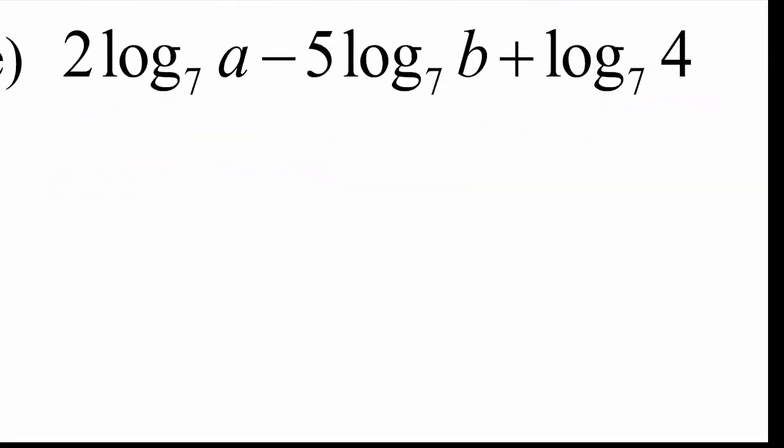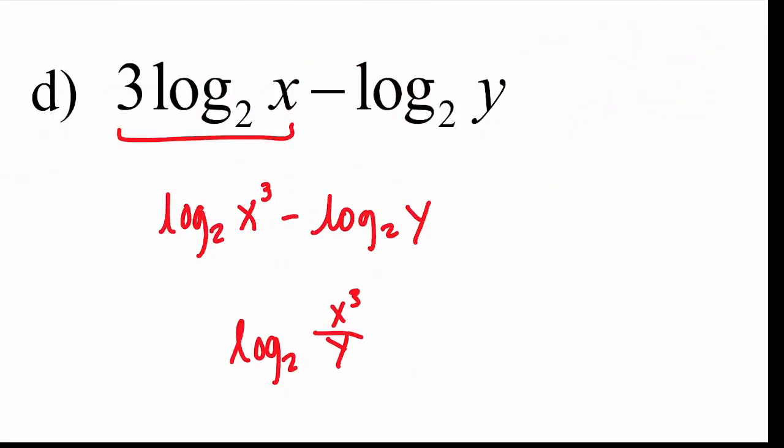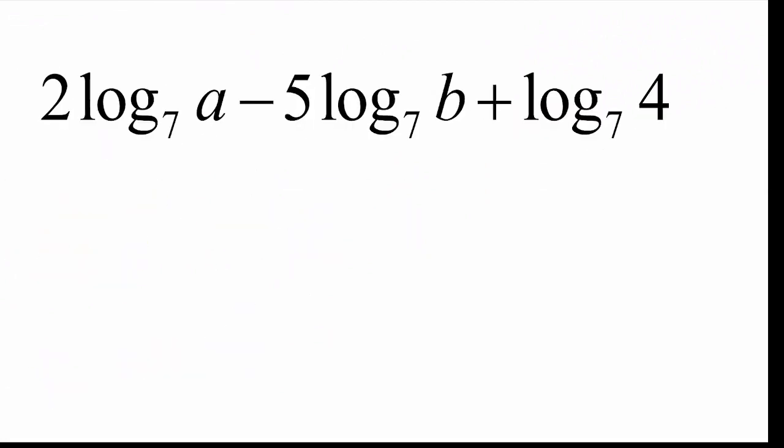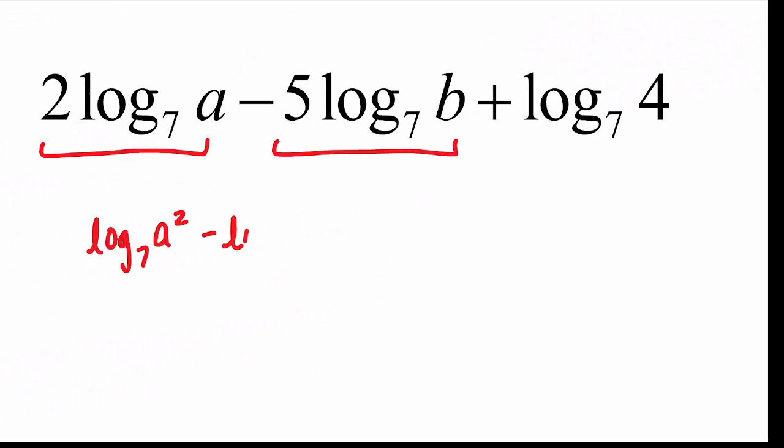Here's part E, where there's 3 different logs. So again, ideally we do the power rule first, and apply any products or quotients again from left to right. So for the first 2 logs, I'll do the power rule. That's log base 7 of a squared minus log base 7 of b to the power of 5 plus log base 7 of 4. And then I'll apply the quotient rule for the first 2 logs.